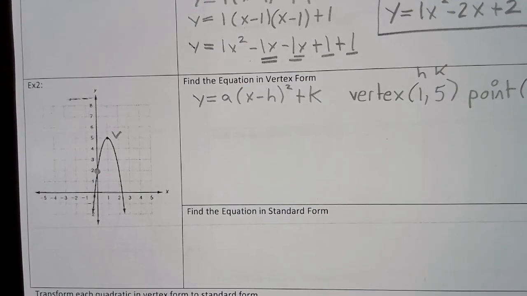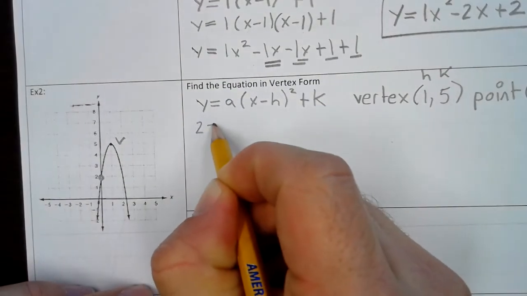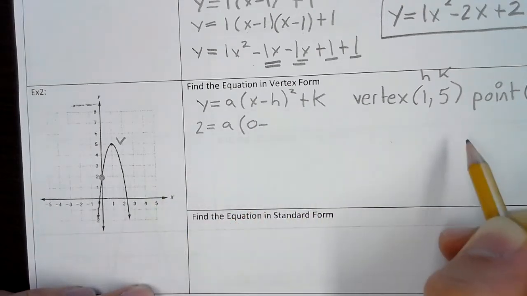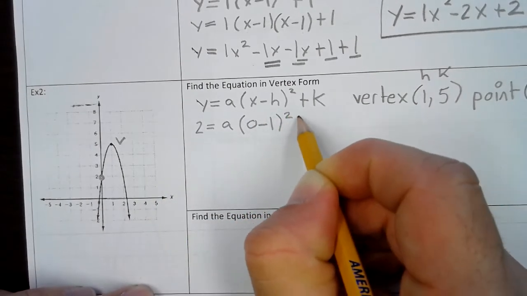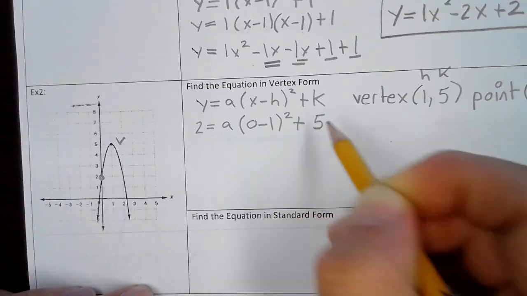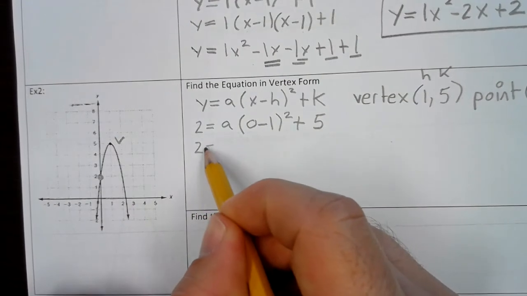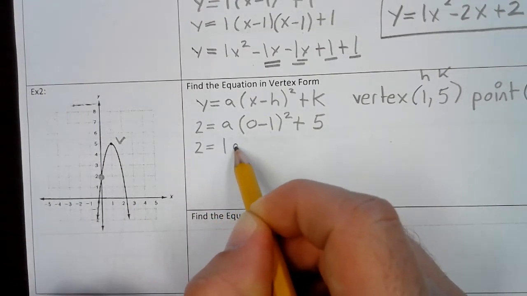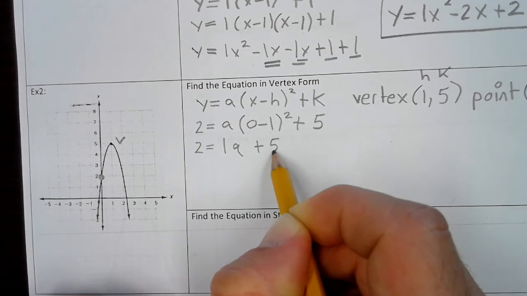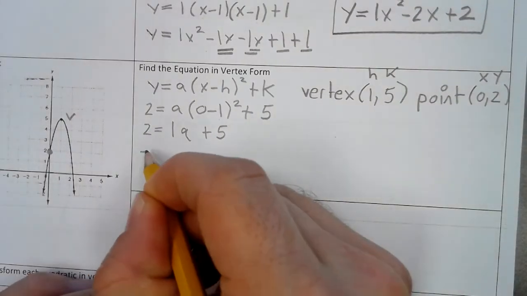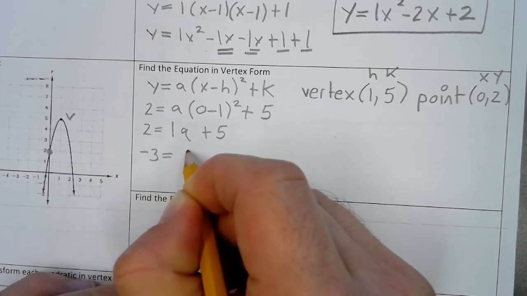All right. So now we're going to substitute the vertex and the point that's in step 3 into the vertex formula. So that's 2 equals a (we don't know a) times (x is 0 minus h, which is 1) squared plus k, which is 5. Now step 4, solve for a. So that's 2 equals, negative 1 squared is 1, so that's 1a plus 5. We subtract 5 from both sides, so negative 3 equals a.